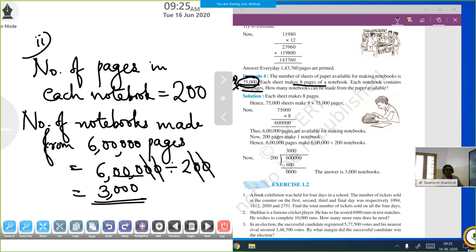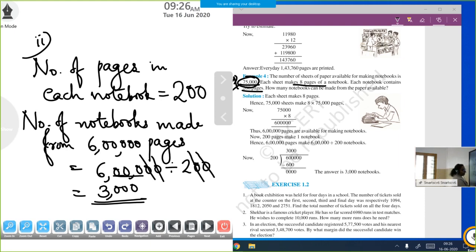No need of doing long division. Instead of that, when zeros are coming in the dividend and divisor, remove the zeros from the divisor. The same number of zeros you remove from the dividend also. Then use the table of the divisor. Here 2 is the table. 2 table, where is 6 coming? 2 table 3 times 6. Then put the remaining zeros as it is. So the answer teacher got is 3,000.